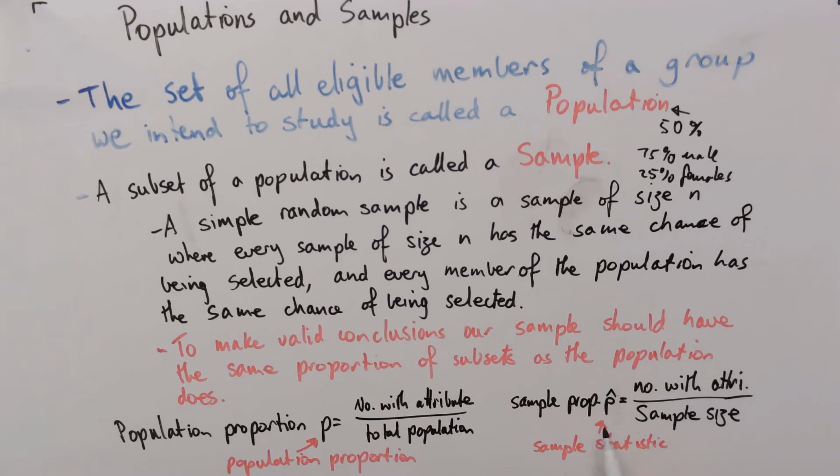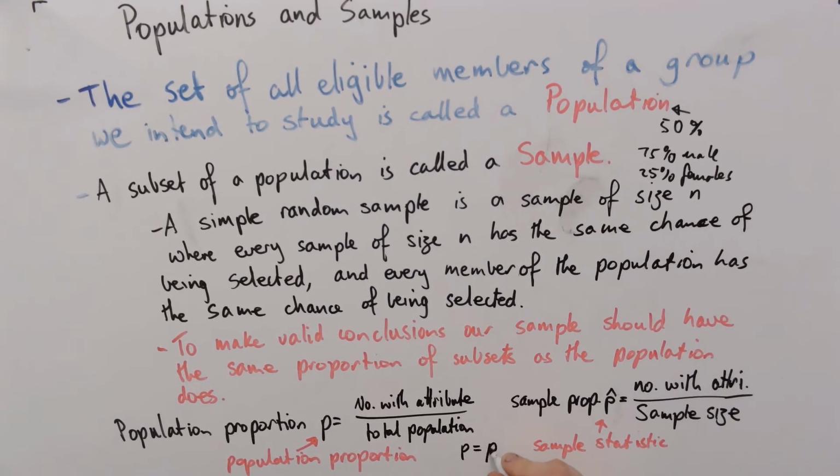Whereas our sample proportion, P with a little arrow above it, we call P hat, is the number of people or things with a certain attribute over our sample size. This is called our sample statistic. For valid conclusions to be made, we really want P to equal P hat. That means we can make the best conclusions about our population based on our sample statistics.